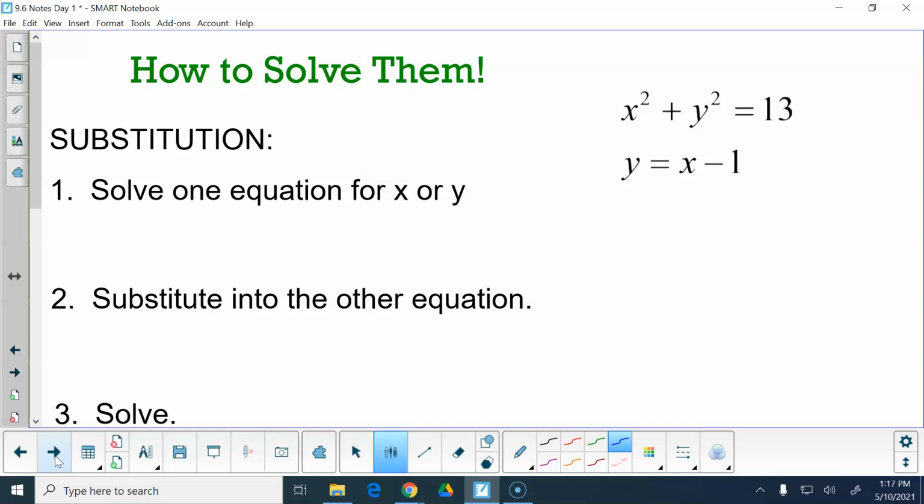Exactly. Okay. So circle with a center at the origin, radius of square root of 13. What's the other one? A line. Okay. So we got a circle intersecting with a line. How many different options do we have for answers? How many possible answers can we get? How many different ways can a circle and a line intersect? Twice. They can intersect twice.